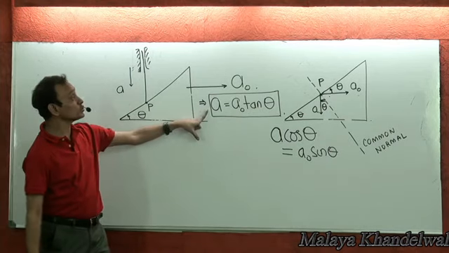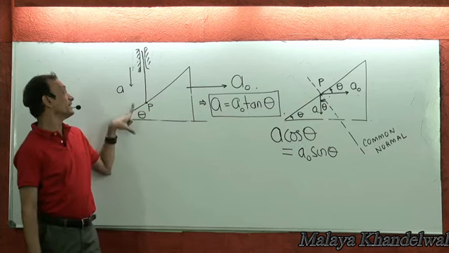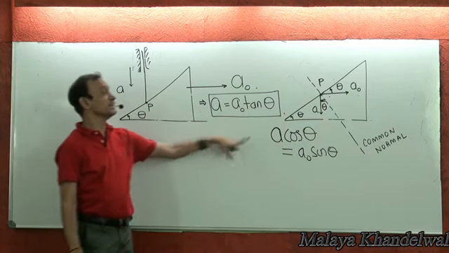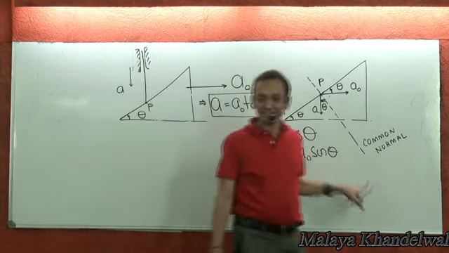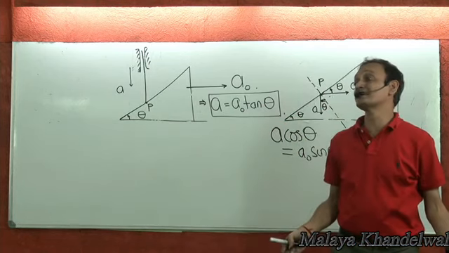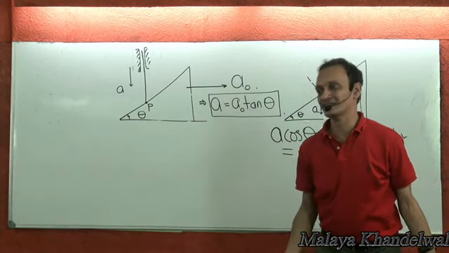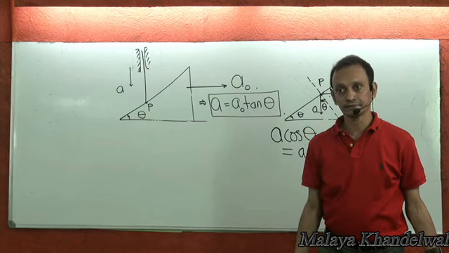So if A naught is known to me, the acceleration of the inclined plane, then the acceleration of the rod vertically is given by A naught tan theta. This is one application of a wedge constraint. Right?